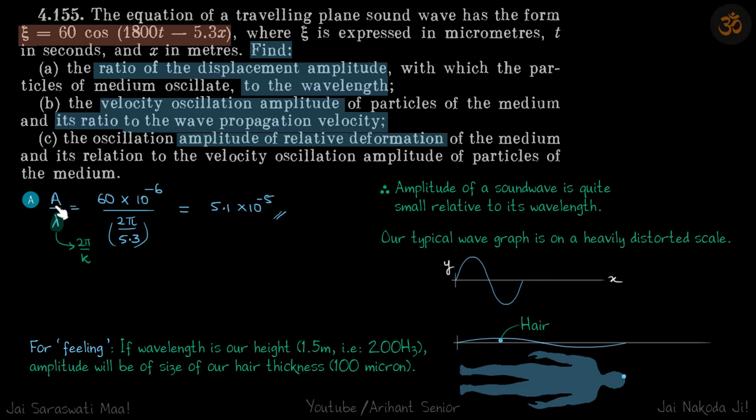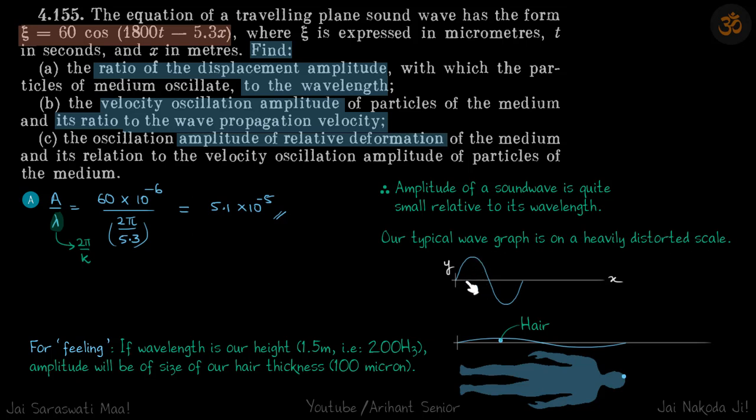a very small number. So you can imagine that in a traveling sound wave, the amplitude of the particle that is disturbed is very, very small compared to the wavelength of the wave. Therefore, the amplitude of the sound wave is quite small relative to the wavelength. But when we plot this y versus x, we plot it quite comfortably. Our typical wave graph is also on a heavily distorted scale.